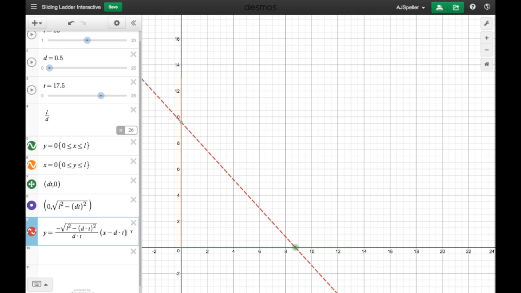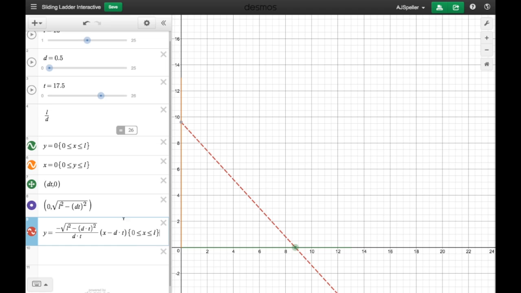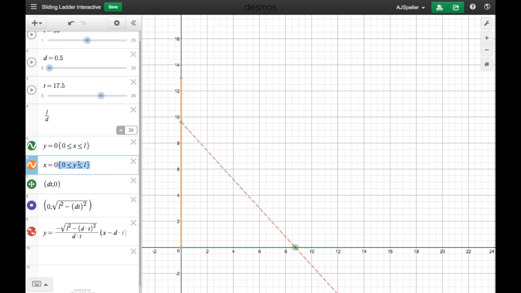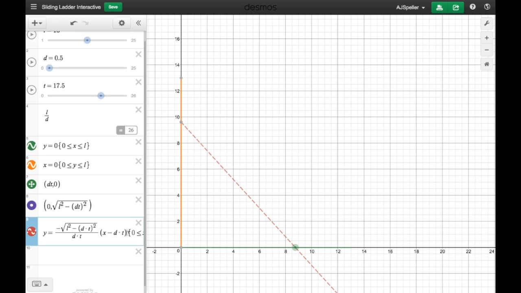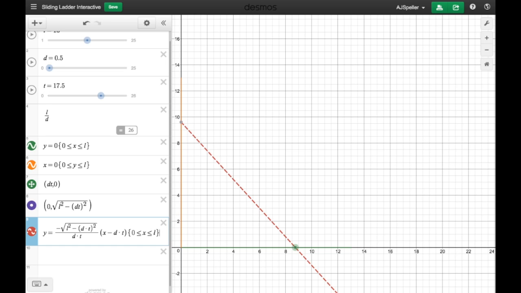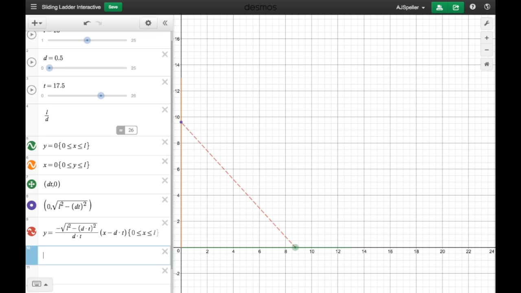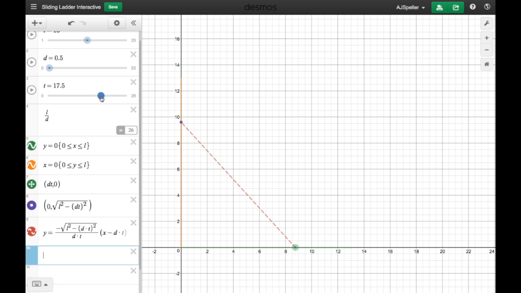And also, let's go ahead and limit the ladder. And we're going to limit the ladder using these same limits that we showed here. So let's copy that, where the x value is going to go from 0 to L. And then let's copy for the y value. And the y value is also going to go from 0 to L, where L is the length of the ladder. And then as we move, we see that we have a nice little simulation of the ladder as it's moving, as the bottom is kicking out.